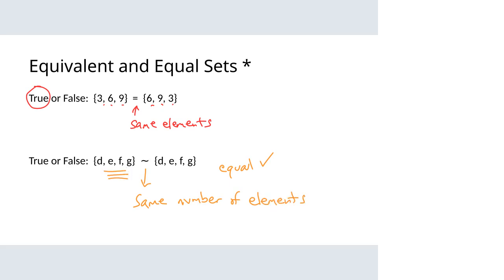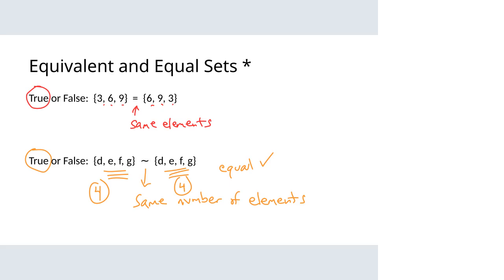Well, this set over here on the left has 4 elements, and this set over here on the right has 4 elements. They have the same number of elements, so they are equivalent. That would be a true statement. They're also equal. That's true too. But as far as are they equivalent? Yes, they are, because they have the same number of elements.